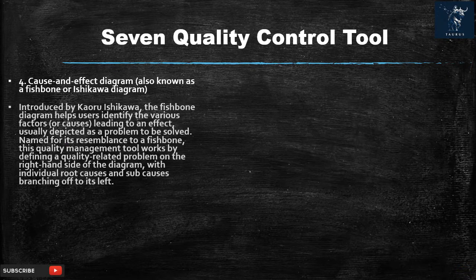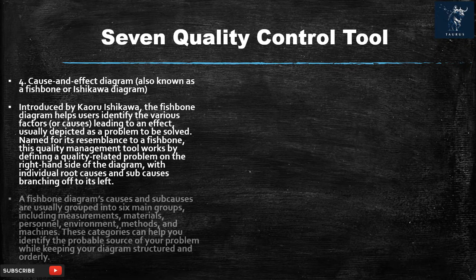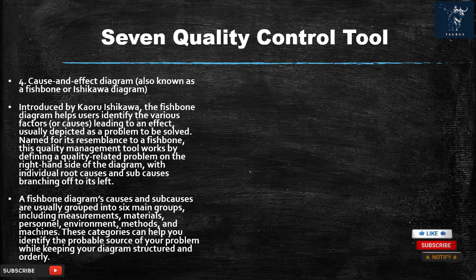4. Cause and effect diagram, also known as a fishbone or Ishikawa diagram, introduced by Kaoru Ishikawa. The fishbone diagram helps users identify the various factors or causes leading to an effect, usually depicted as a problem to be solved. Named for its resemblance to a fishbone, this quality management tool works by defining a quality-related problem on the right-hand side of the diagram, with individual root causes and sub-causes branching off to its left.